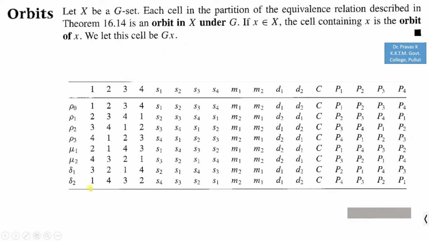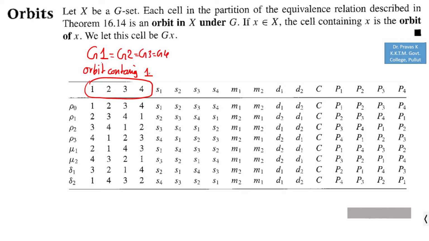For example, consider the table that we have seen already in this section. You can see that 1 is related to 2 under the action of rho 1, and 1 is related to 3 under the action of rho 2, and 1 is related to 4 under the action of rho 3. And you can see that no other elements are related to 1, which means that {1, 2, 3, 4} is an orbit. Now since this orbit contains the element 1, we denote it with G1. Now you can see that 2 is also a member of the same orbit, so you can call it G2 or G3 or G4.